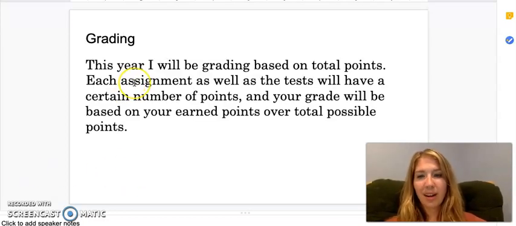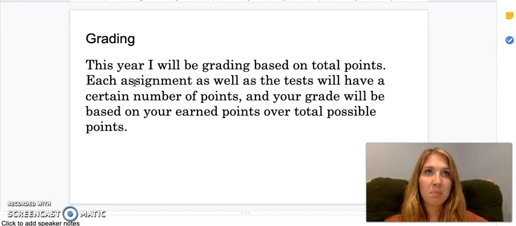Grading: usually I have percentages for different things, but because of our weird situation, I'm just doing total points. So every assignment you have, and the test, will be 10 points, 20 points, whatever it says. Add them all up, and your grade is how many points you get out of the total possible points.